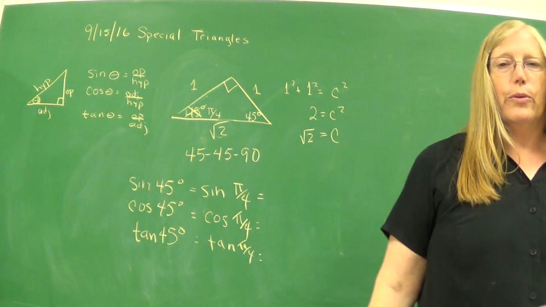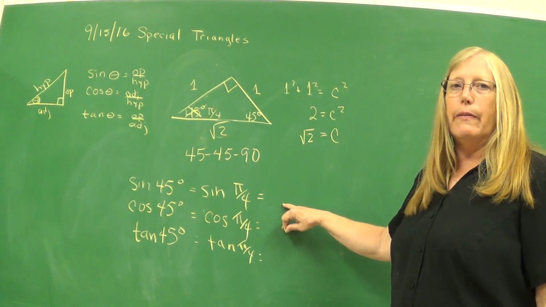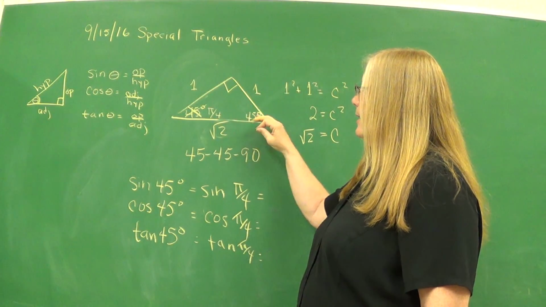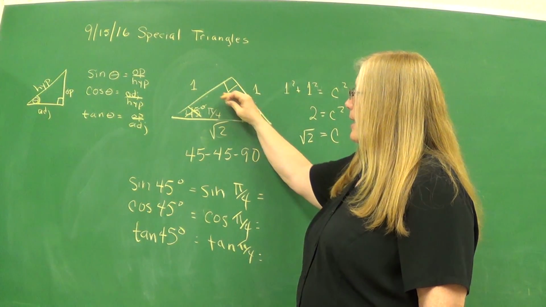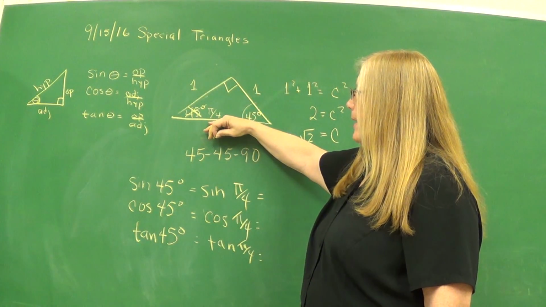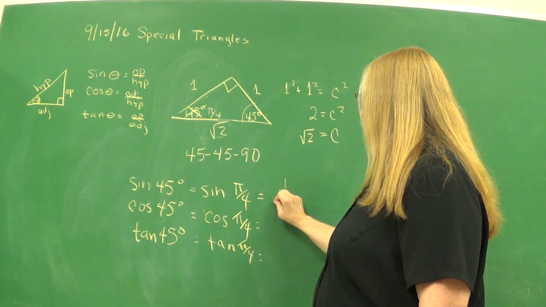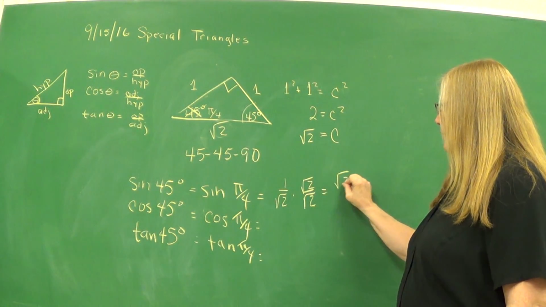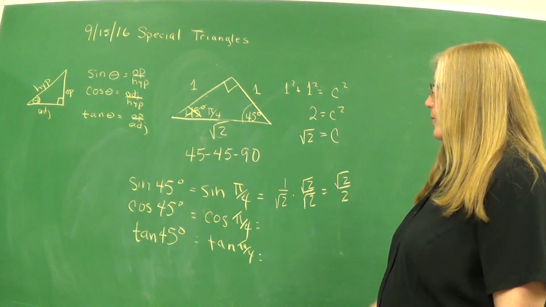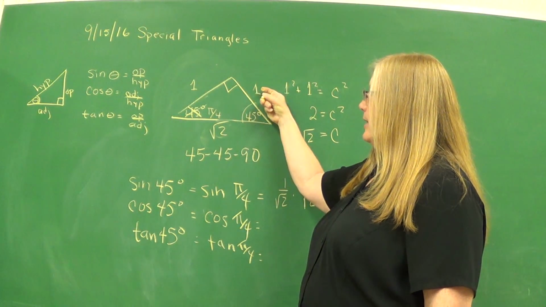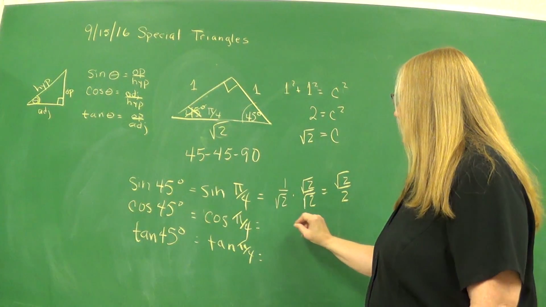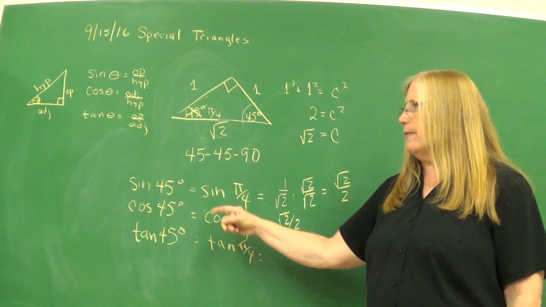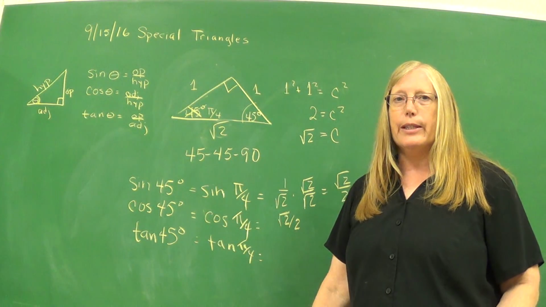Alright, so let's work through those. The sine of pi over 4 or 45 degrees will come from either side. So I'll go from the degrees. Opposite over hypotenuse. 1 over the square root of 2. Remember how to rationalize. And we get square root of 2 over 2. Cosine of 45 is going to be adjacent over hypotenuse. But that's the same thing. So at 45 degrees, sine and cosine are the same.